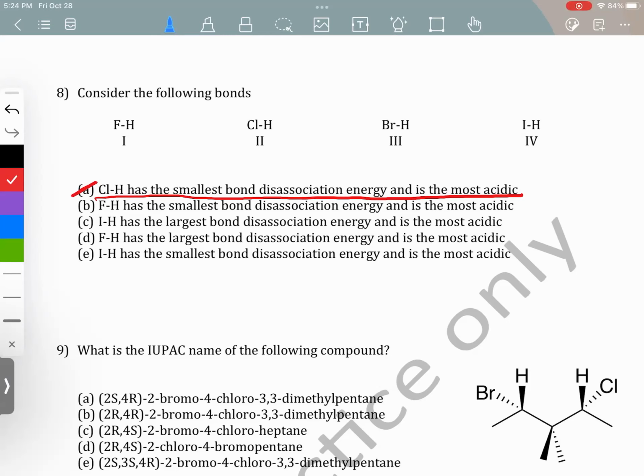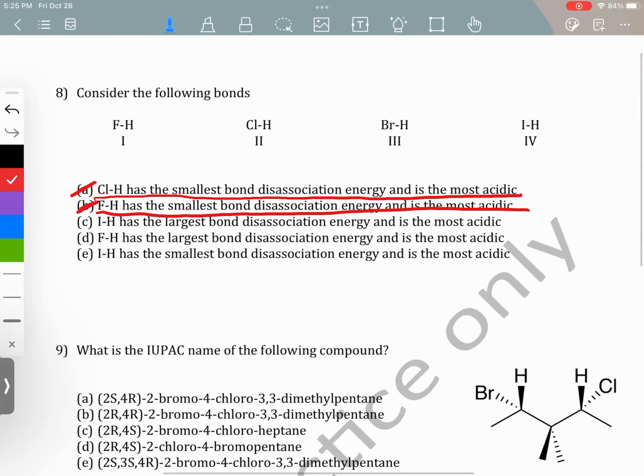So B says FH has the smallest bond dissociation energy and is the most acidic. Do you think that's true? No. FH, that's a very strong bond. Fluorine is very electronegative. So because of that, the electronegativity is making the bond stronger. So you're going to need a lot of energy to break that FH bond. So it's not the smallest bond dissociation energy. That's also not true.